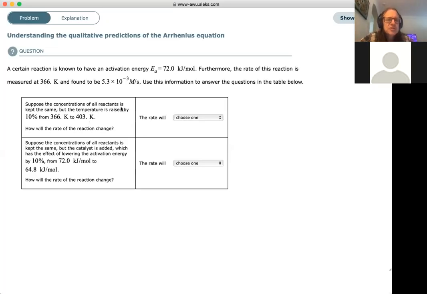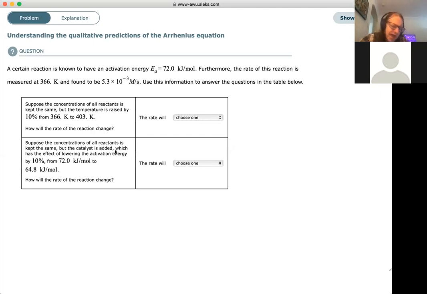Suppose the concentrations of the reactants are kept the same, so we're not changing anything about the reaction except the temperature. It goes up. How will the rate of the reaction change? Like I said, if T goes up, K goes up. If K goes up, that means it's going to be faster. So the rate will increase. Suppose the concentrations of the reactants are kept the same, but a catalyst is added. Now they tell you in here that has the effect of lowering the activation energy. So how will the reaction rate be changed?